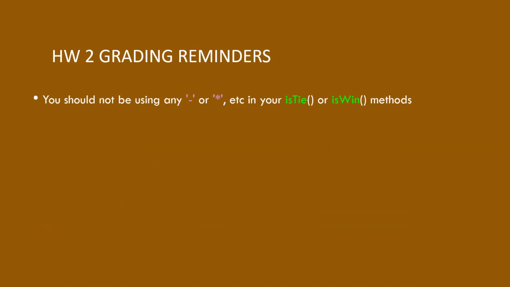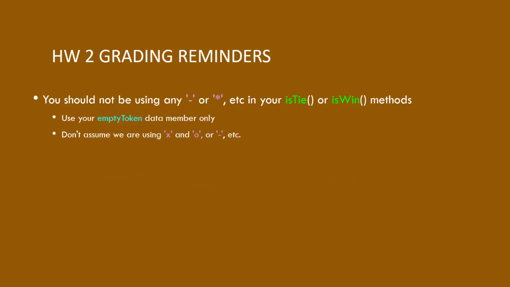Grading reminders: just remember, if you're using dash or star in any of your logic, you really should be using the empty character data member of your class. It's really tempting to say, oh yeah, dashes are going to be my empty character. So don't do that in your logic test. Use your data member for your class. And of course, make sure that your constructor is initializing that data member. That's another nasty little bug that can sneak by you.